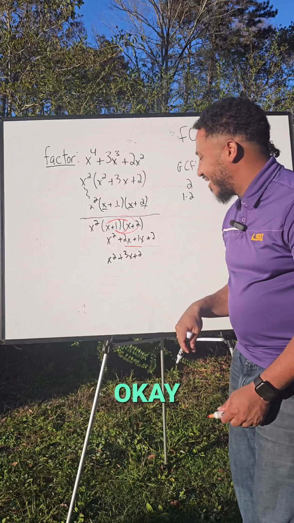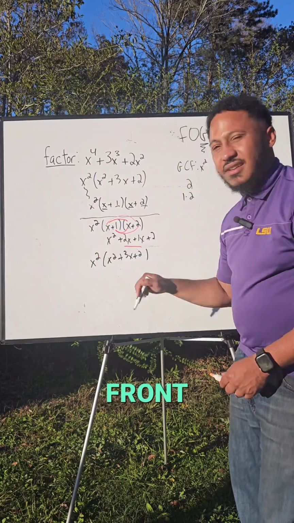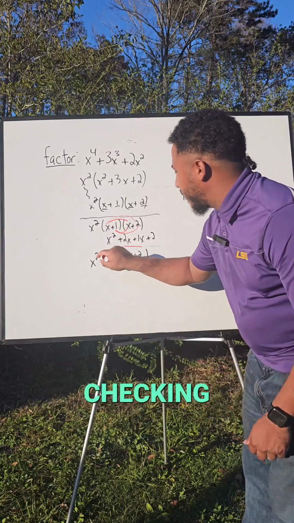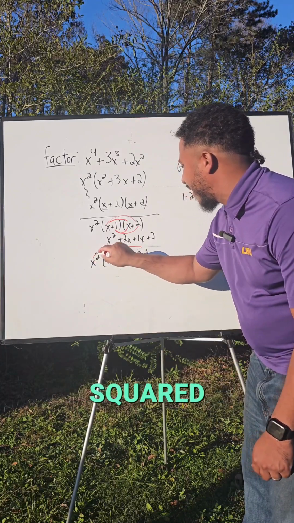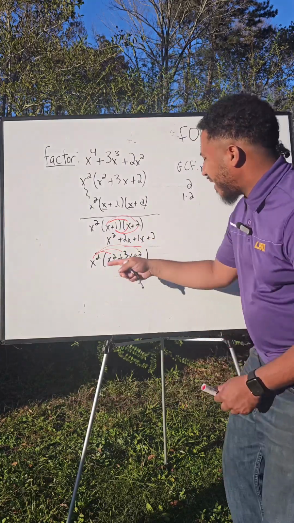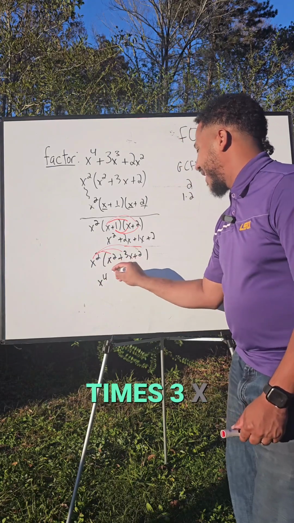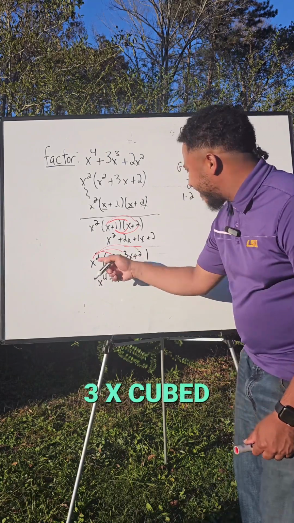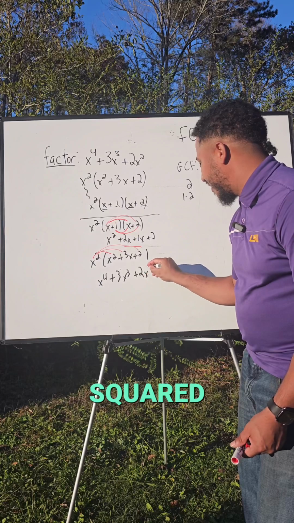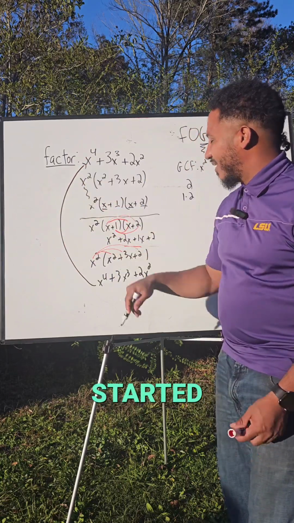Looks good. Now, don't forget, we had that x squared out in front. And so to finally finish checking, let's multiply the x squared times everything inside of the parentheses. x squared times x squared, x to the 4th. x squared times 3x, 3x cubed. x squared times 2 is 2x squared. And note, that's exactly what we started with.